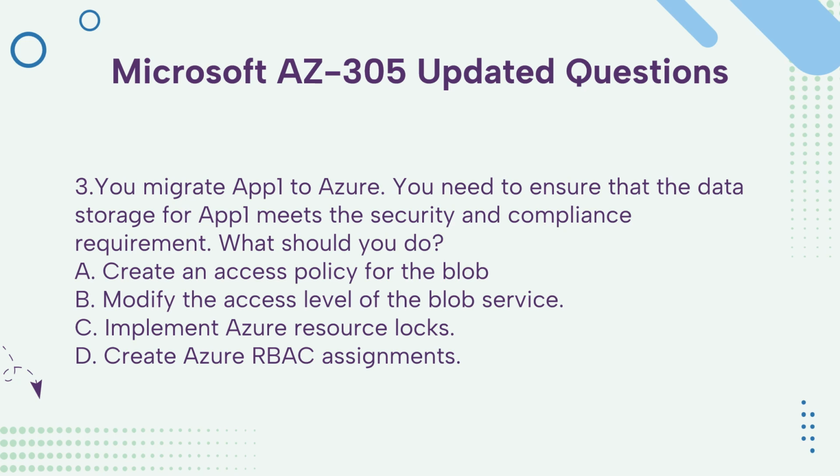3. You migrate App 1 to Azure. You need to ensure that the data storage for App 1 meets the security and compliance requirement. What should you do? A. Create an access policy for the blob. B. Modify the access level of the blob service. C. Implement Azure Resource Locks. D. Create Azure RBAC assignments.